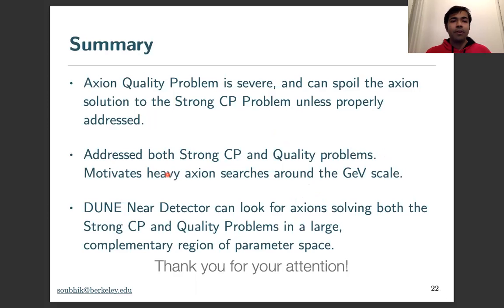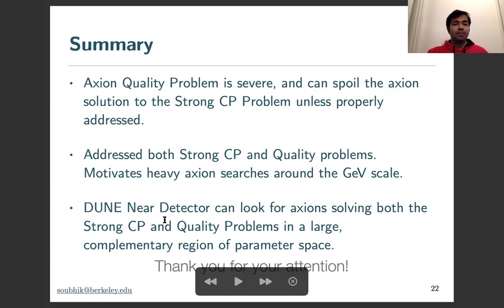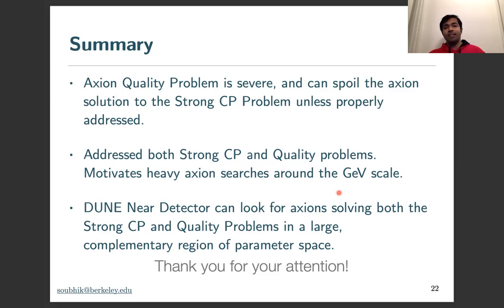And let me just very quickly summarize. Hopefully I have told you that the axion quality problem is a severe one, and generically it should be addressed while trying to solve the strong CP problem, because otherwise it can spoil the solution. And then we have discussed a class of solutions where both the strong CP and the quality problems are addressed. And then we have seen that some interesting parts of the resulting parameter space can be probed with the DUNE near detector, which is quite complementary to a bunch of existing and upcoming experimental proposals.